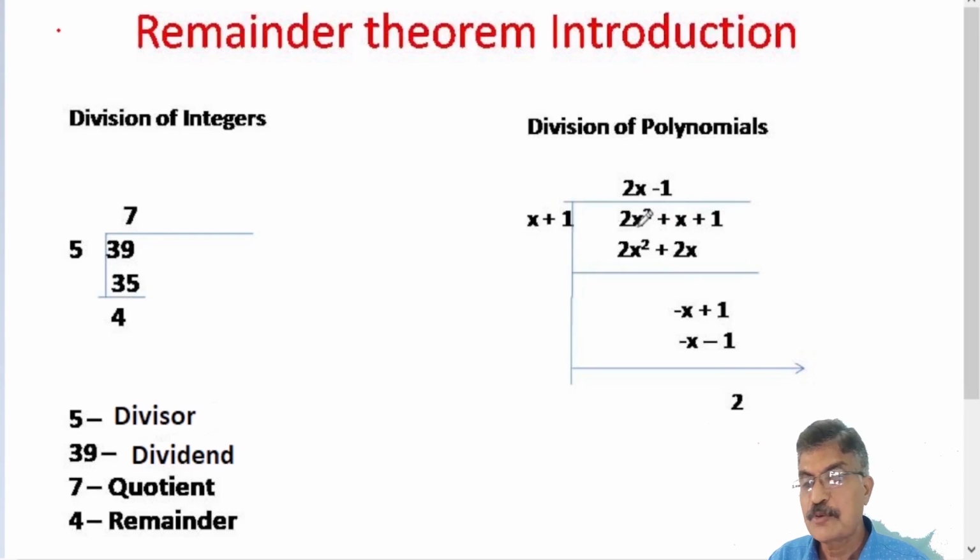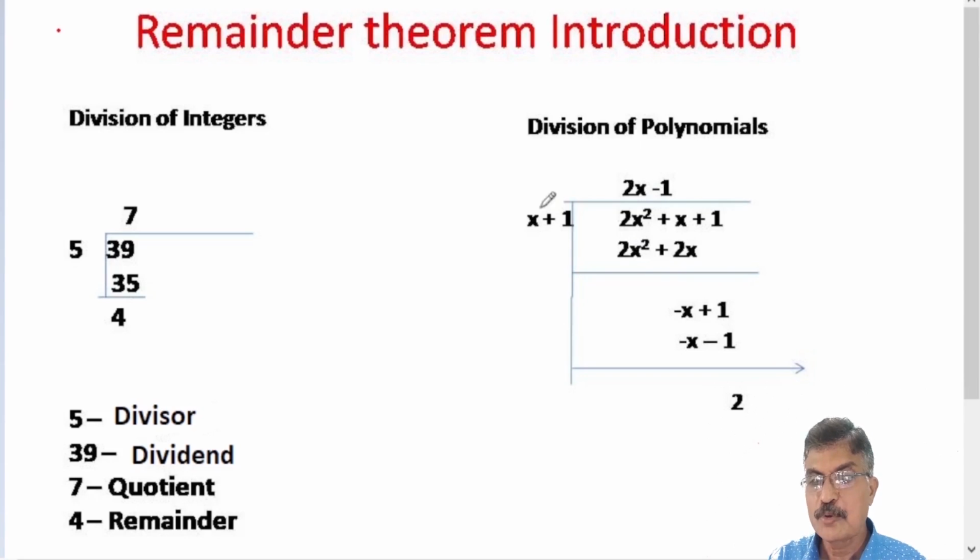Take the first term of the dividend, that is 2x square. Divide it by the first term of the divisor, that is x. While we divide 2x square by x, we will get 2x. This is the first term of the quotient.